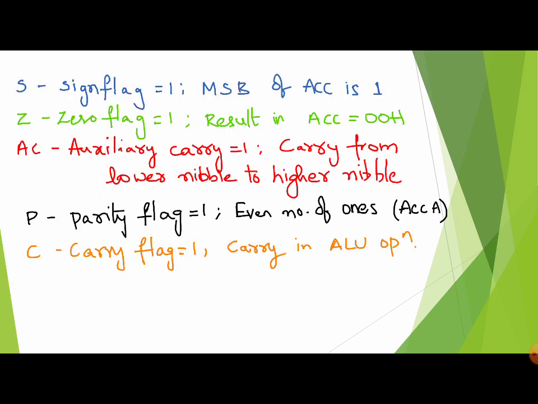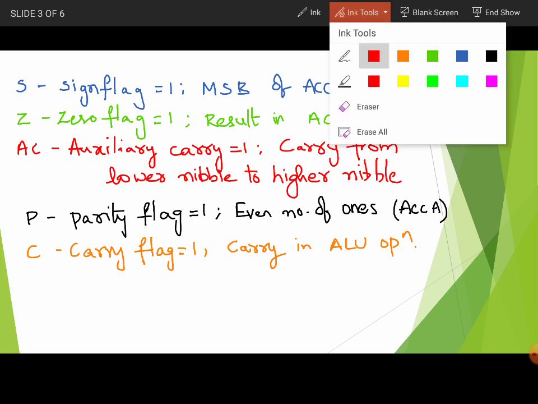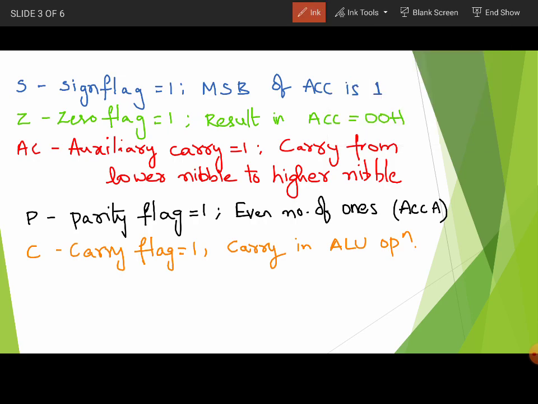First, about the sign flag. The sign flag will be equal to 1 when, after any operation, the MSB of the result is 1. Usually the result will be in the accumulator, so when the MSB of the result is equal to 1, the sign flag will be equal to 1. Next, the zero flag. The zero flag will be equal to 1 when the result is 0, that is, when the result is 00H.